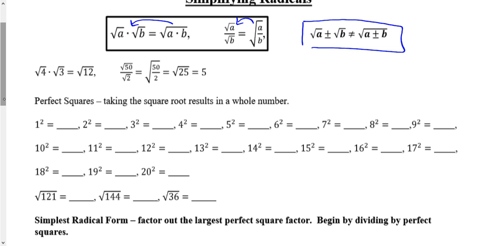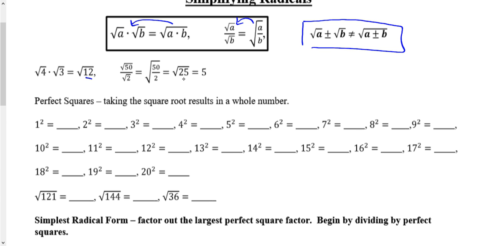All right, so here are some examples. If I have the square root of 4 times the square root of 3, that becomes the square root of 4 times 3, which is the square root of 12. If I do the square root of 50 over the square root of 2, I can use this division property, square root of 50 over 2. But what's 50 divided by 2? And what's the square root of 25? 5. Hey, 25 is a perfect square, isn't it?